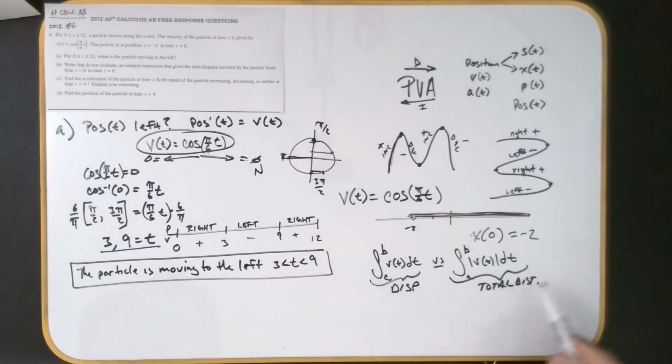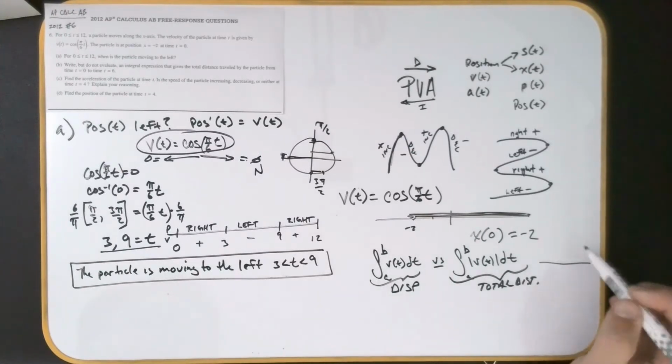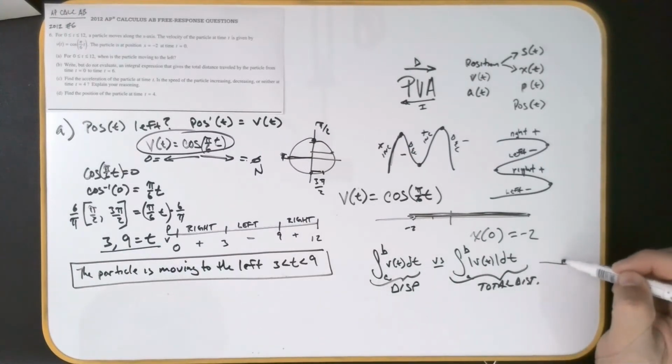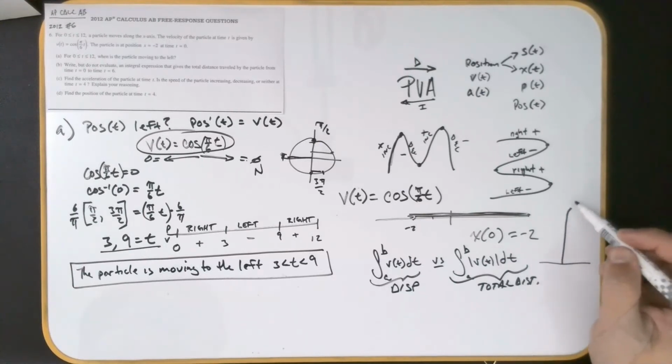So the classic example that gets used for these is, let's say a rocket takes off and goes up into the sky 1 mile.